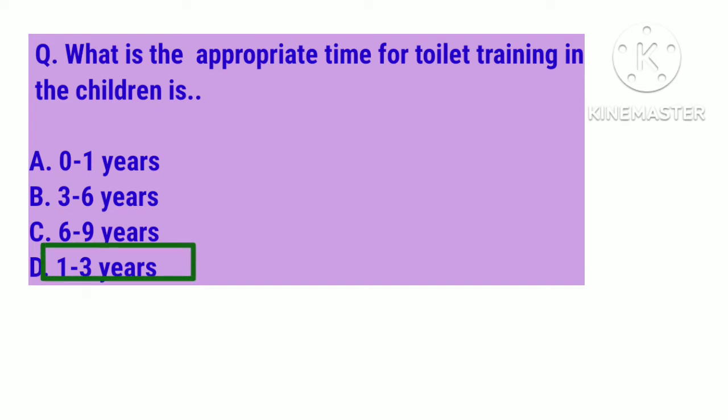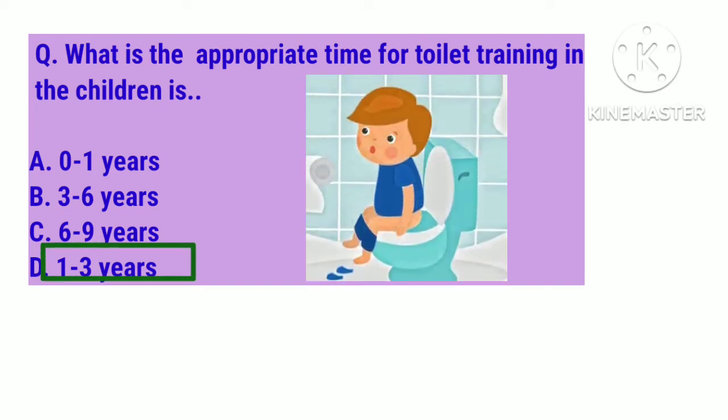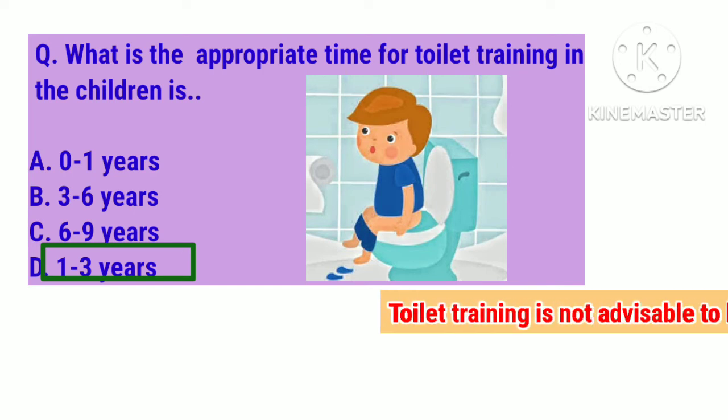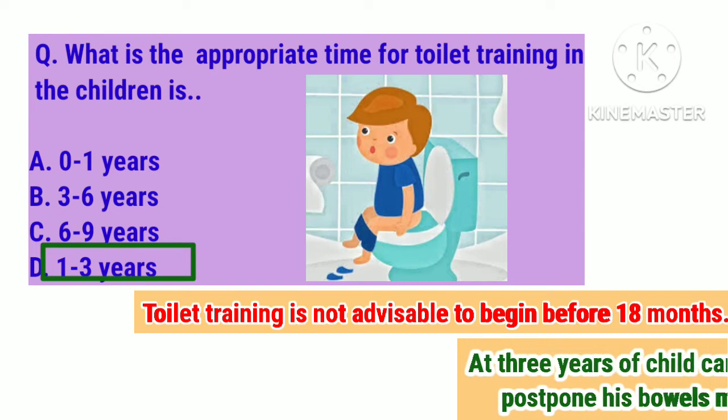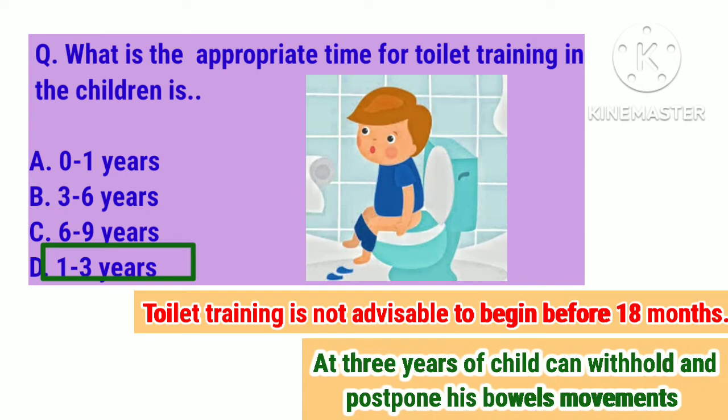The toilet training means teaching a child to control urination and defecation. Toilet training is not advisable to begin before 18 months because child does not have adequate neuromuscular control of bowel and bladder function until the end of 18 months. At 3 years of age, the child can withhold and postpone his bowel movements.